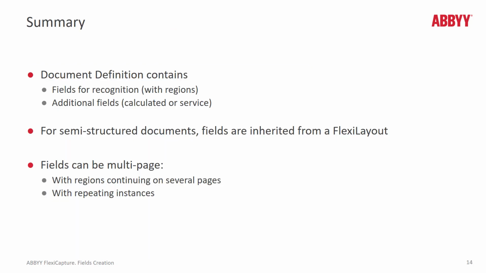So we talked a little bit about the document definition, how it contains fields for recognizing the document, and you can add additional fields such as service fields or fields without region. When you are dealing with semi-structured or unstructured documents, you need to build a layout that will understand where the data is that you're focused on. You bring in that data, and then you set up your document definitions, exports, and format checks just as you would with a fixed form.